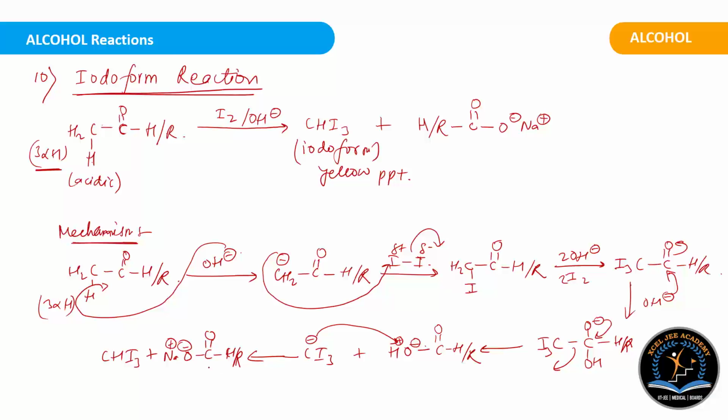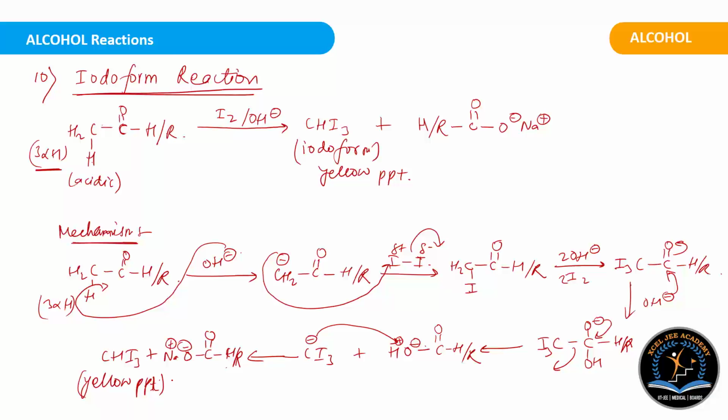Along with that CHI3 has been obtained, which is the yellow precipitate, and which is also used as a test for aldehyde and ketone. So this is the reaction which is referred to as the iodoform reaction. In this iodoform reaction, we are reacting an aldehyde or ketone with iodine in the presence of a base, which is OH minus, and we are obtaining the product which is CHI3.